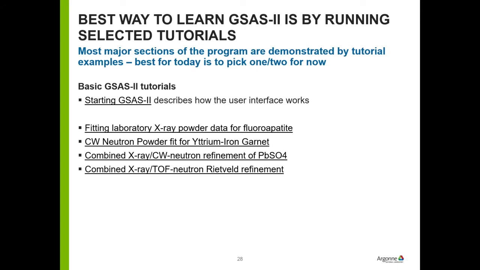The second one is a yttrium iron garnet constant wavelength neutron powder diffraction pattern. The issue there is that the garnet has iron and aluminum on two sites, and what you're going to be sorting out is how much aluminum and how much iron. So you'll learn how to do site constraints on atom positions so that you can actually refine the site fraction.